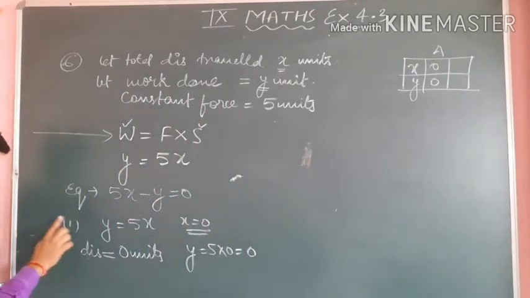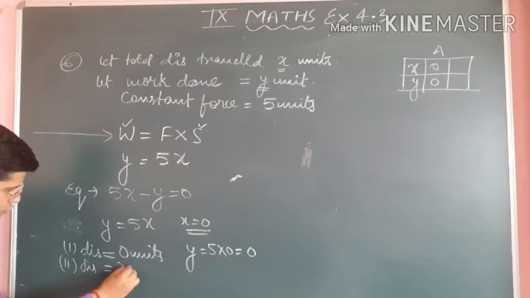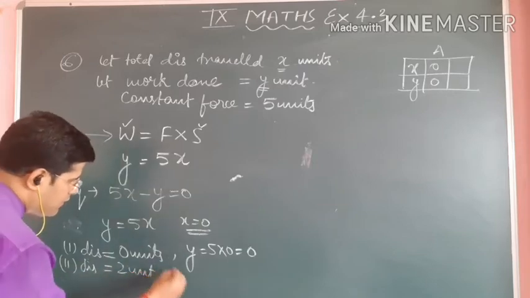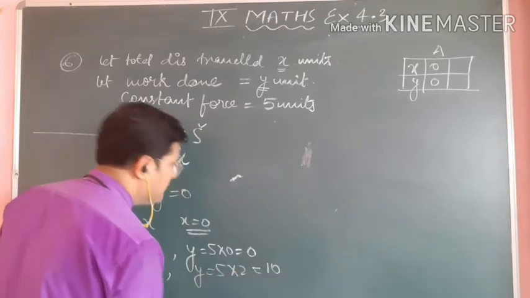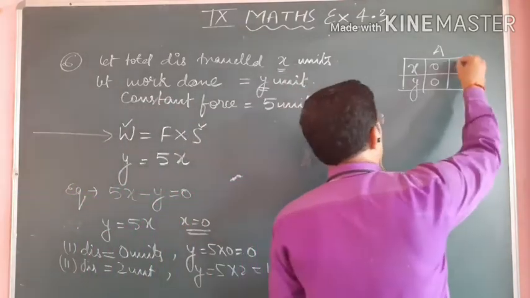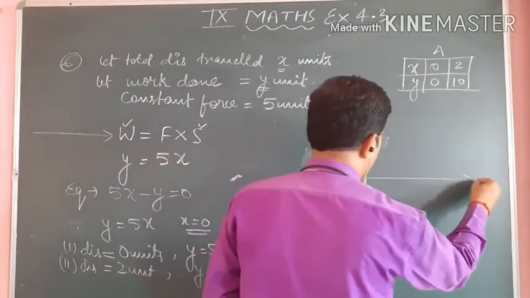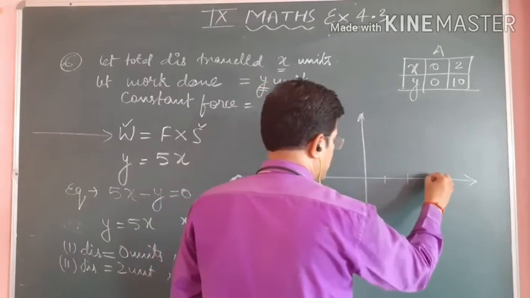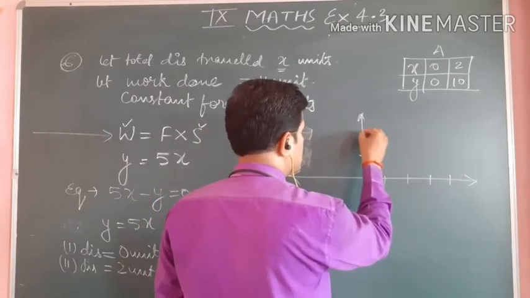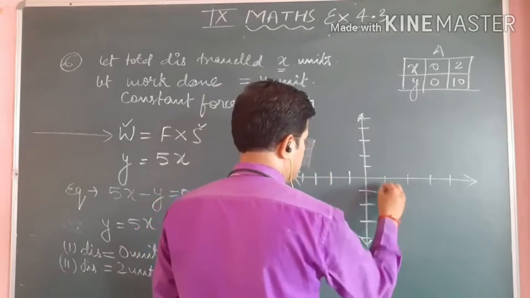Now the next one, the second situation, that distance is equal to 2 units. Then y is equal to... So when we put x equal to 2, y is equal to 10. Here we have to make a graph with marks 2, 4, 6, 8, 10 on the axes.